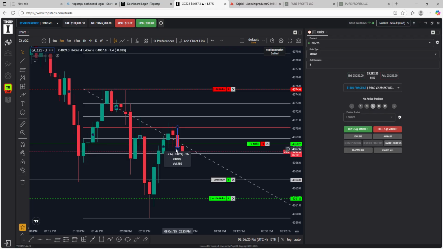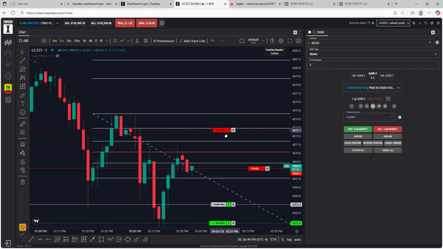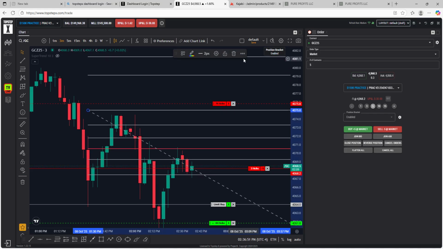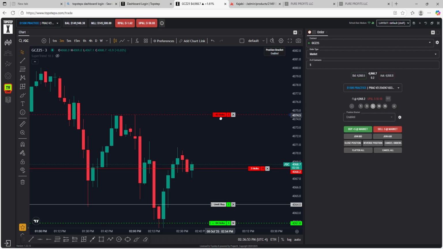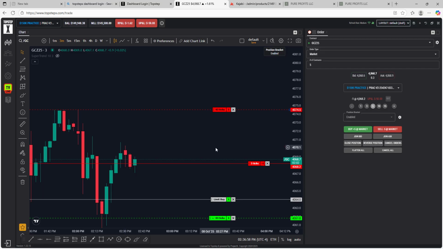Again, while we're here, I might as well show y'all what break even is. So break even is this button right here. If you see it's highlighted, you can only break even if you're in profit. Right? So what that does is it takes your stop loss all the way up here. So now your trade becomes risk free. I wanted to get me in profit again so I can show y'all what that would look like.